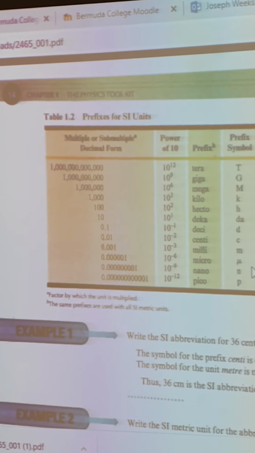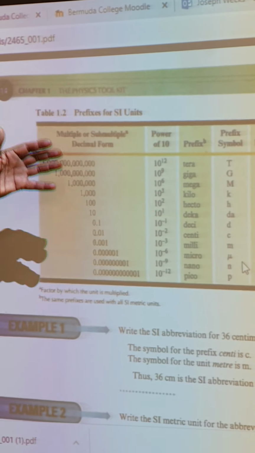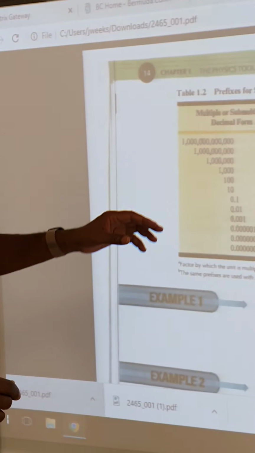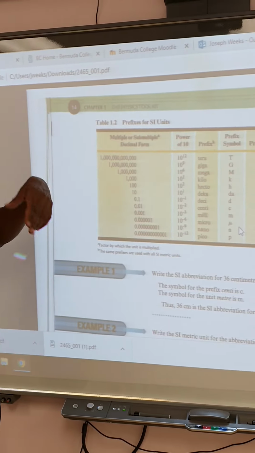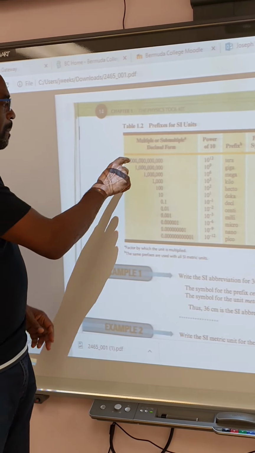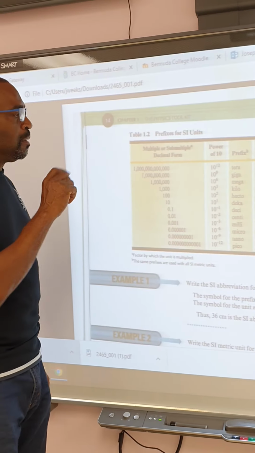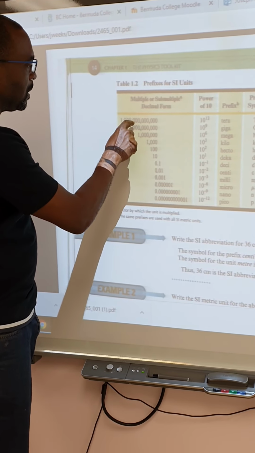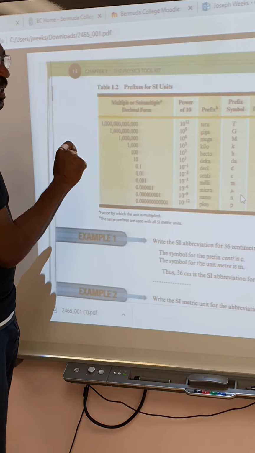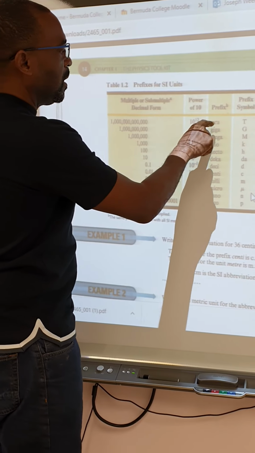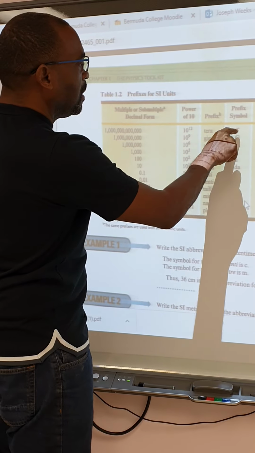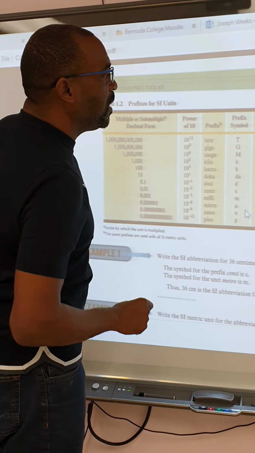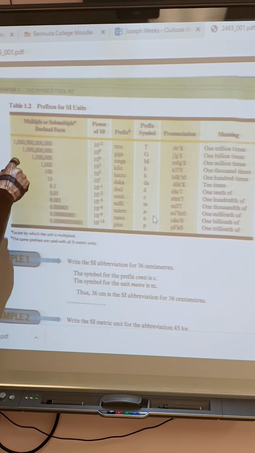So using table 1.2, this table will tell you how large or how small those units are. Everything is measured in multiples of 10. Each of these zeros is designated with a multiple of 10. So it's 3, 6, 9, 12 zeros, that's 10 to the 12. That is designated with its prefix tera. Prefix symbol is capital T, pronunciation is tera, and its meaning is 1 trillion times.